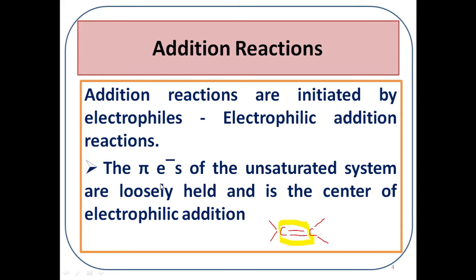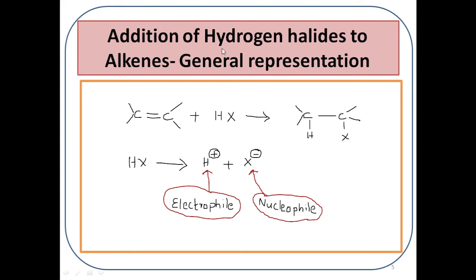So, we have already seen that addition reactions are initiated by electrophiles and therefore they are referred to as electrophilic addition reactions. Here, we will be dealing with the addition of hydrogen halides to alkenes. Again, they are electrophilic addition reactions. We can represent the reaction as shown.